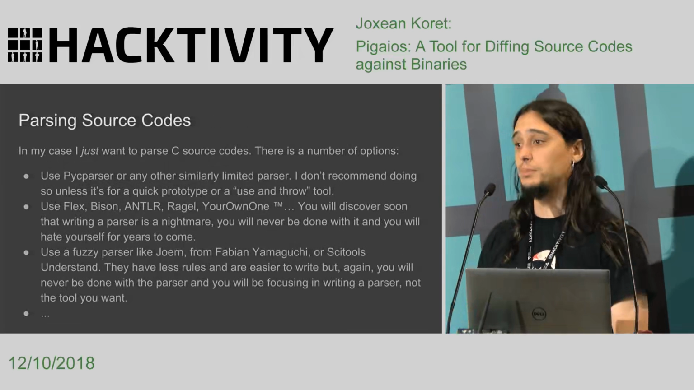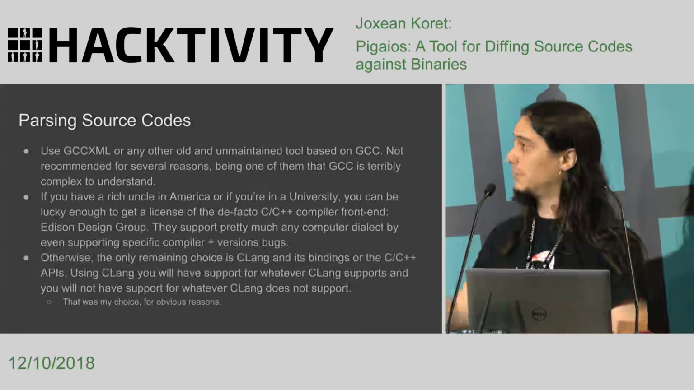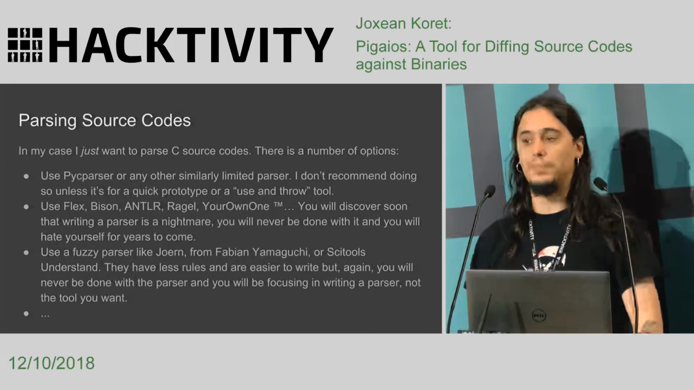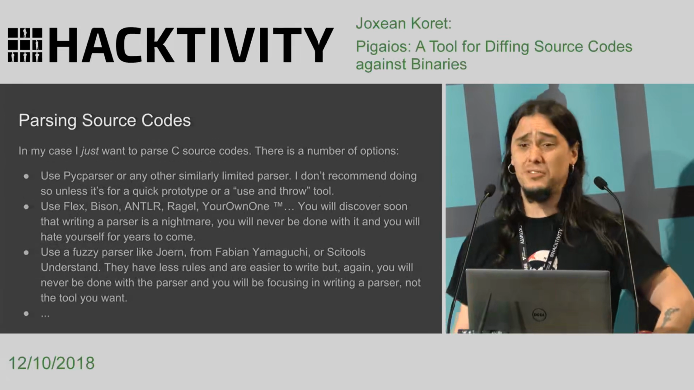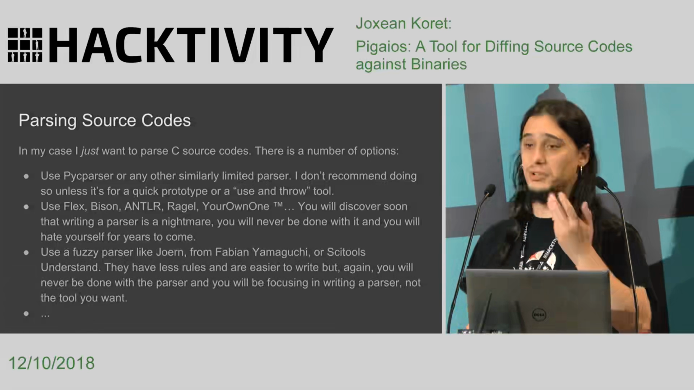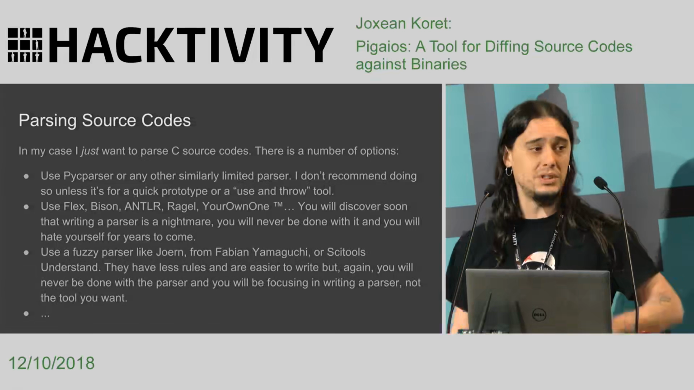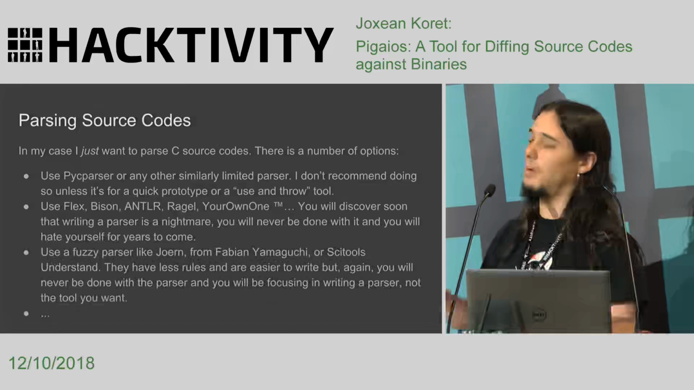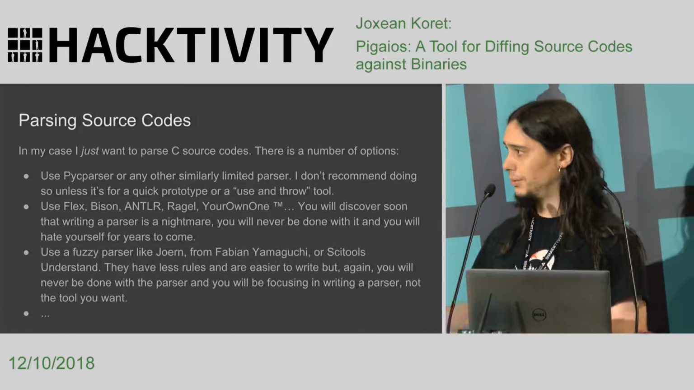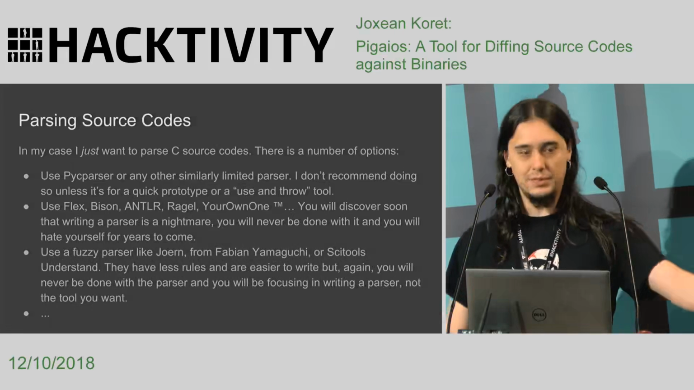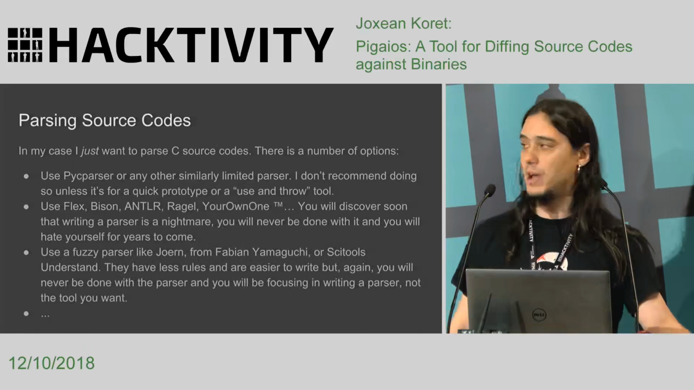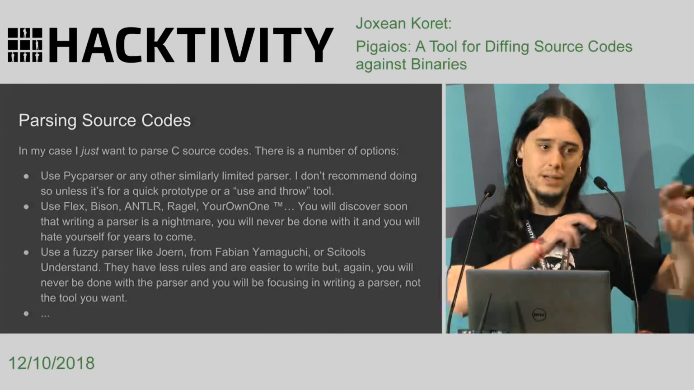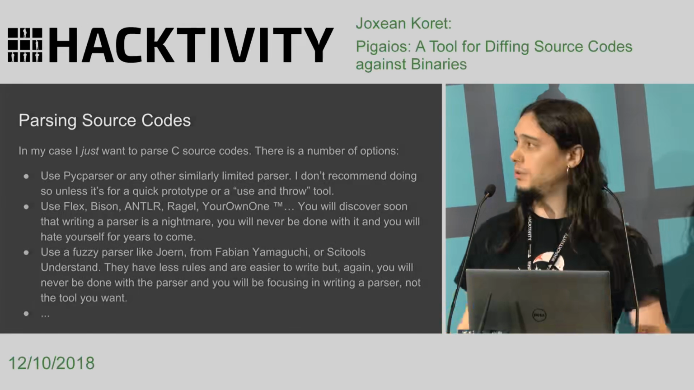For example, for my first prototype, I used pycparser. Maybe you know it. It's a Python library for parsing C source codes. It is good enough for a quick prototype or for a use and throw tool, but I don't recommend using it for anything half serious. Another option is using Flex, Bison, ANTLR, Ragel, or your own tool to write a parser for the C language or whatever other language that you have to support. But your project is not whatever you want to do anymore. Your project now is writing a parser. So I don't recommend you doing so.